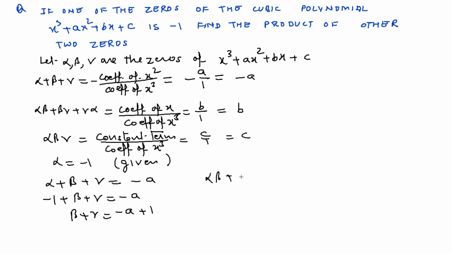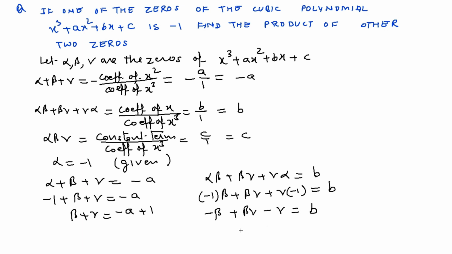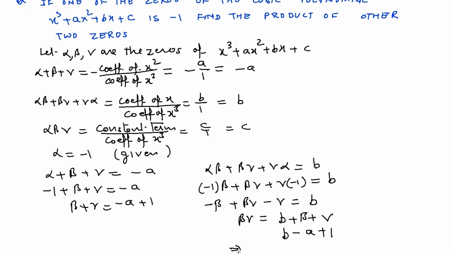Now take the help of this second relation: alpha beta plus beta gamma plus gamma alpha is equal to b. So instead of alpha, you write minus 1. So it is equal to minus 1 times beta plus beta gamma plus gamma times minus 1 is equal to b. So minus beta plus beta gamma minus gamma is equal to b. So beta gamma is equal to b plus beta plus gamma. It means beta plus gamma is equal to minus a plus 1. So instead of beta plus gamma, I'll write minus a plus 1. This is how you will find the product of the other two zeros.